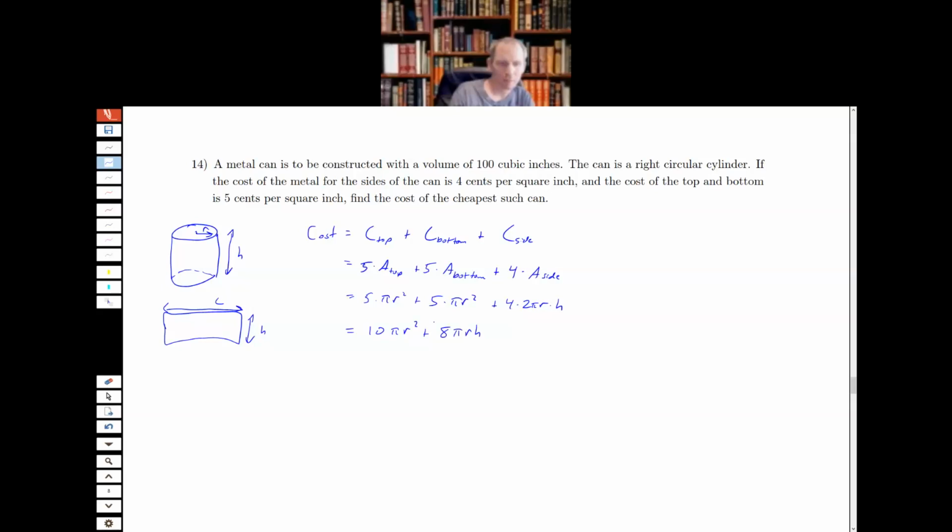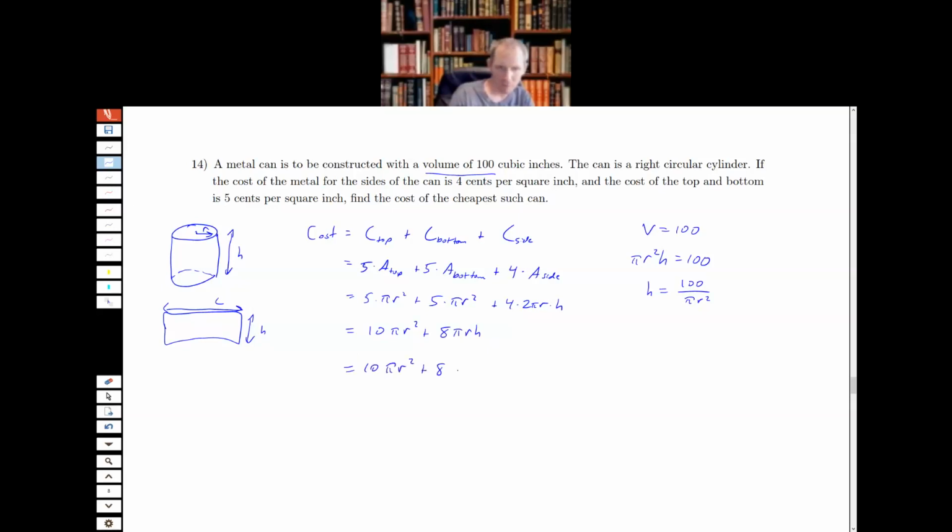So we need another constraint to eliminate a variable. And so we're going to use this other piece of information. The volume is 100. The formula for volume of a cylinder is pi r squared h. Okay, so I want to eliminate a variable. So I'm going to solve for h to eliminate it. So h is 100 over pi r squared. And I can plug that in for h over here.